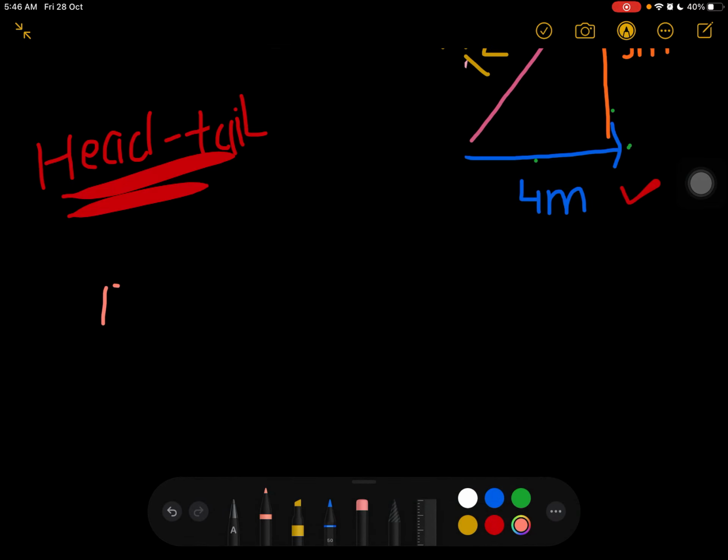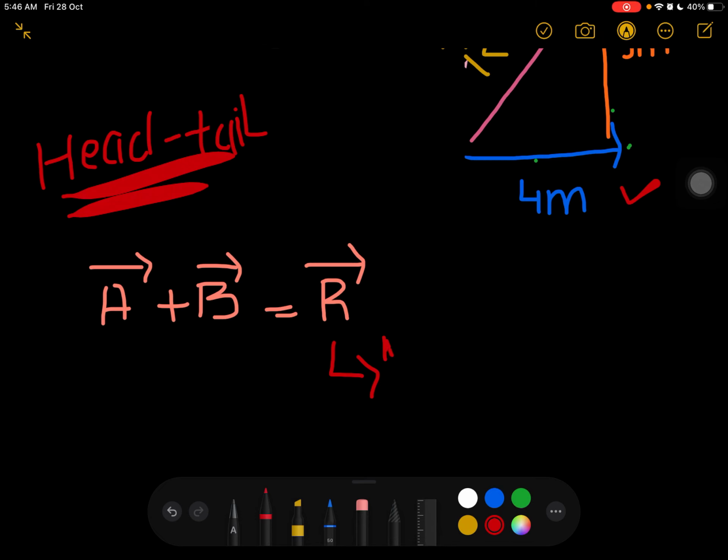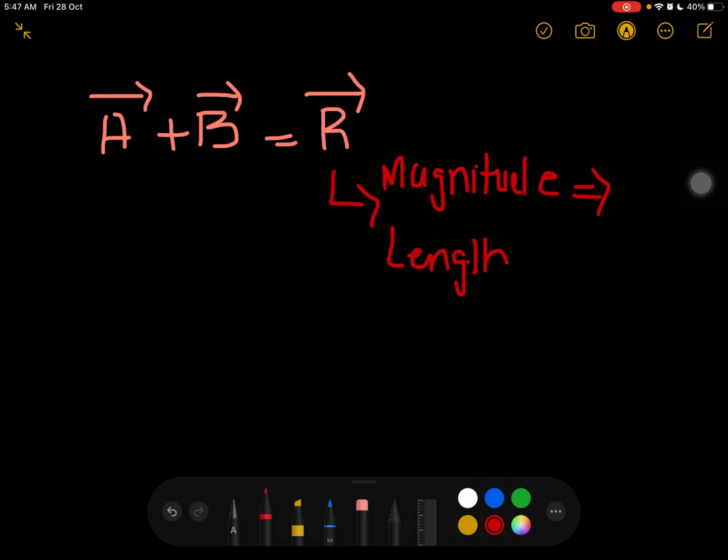So let us talk about vector A plus vector B is equal to the resultant vector. Now the magnitude of the resultant vector will be shown by the length, right? The magnitude will be shown by the length. But what about the angle? What about the direction? It is a vector quantity, right? So what about direction?